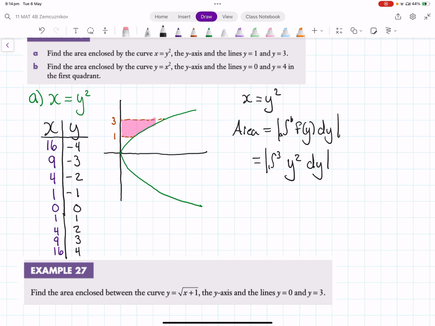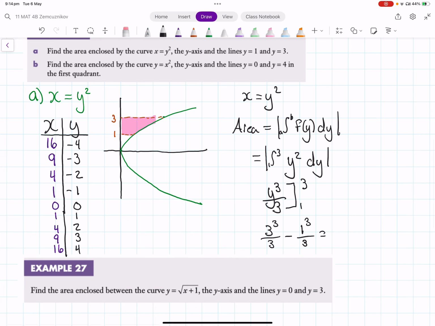Once I integrate that, I know it's going to be y cubed on 3, but I still need to go in between that 1 and 3. So then I just do what I always do. I don't need y, I need 3. I need 3 cubed over 3, take 1 cubed over 3, and so I'm going to get 27 divided by 3 is 9 minus 1/3. So I'm going to get 8.66 recurring units squared from my first one.